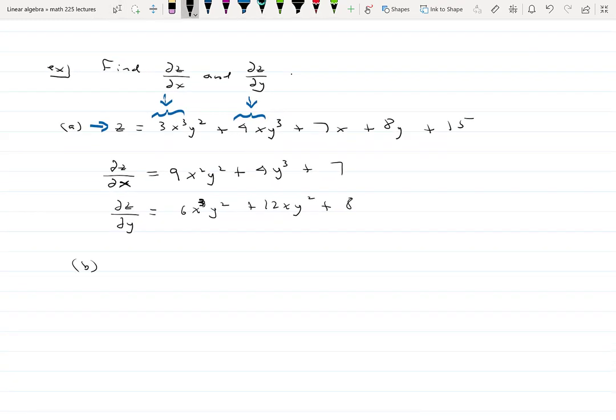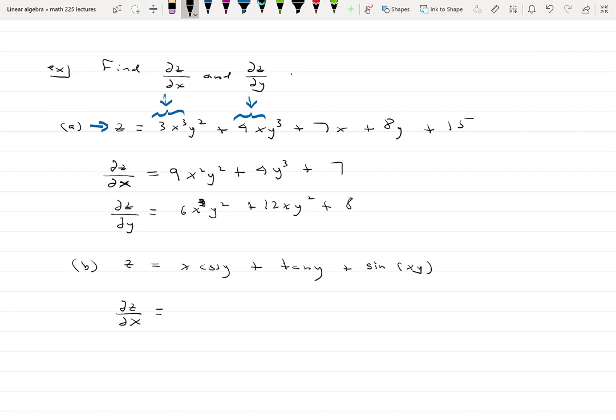B. Let's see. Suppose we have, let me use some trig functions involved here. So x times cosine of y plus tangent of y. That'll work. I want to make it more complicated. Why not? Plus sine of xy. There we go. So let's take the partial derivative of z with respect to x. So what's the derivative with respect to x of x times cosine y?